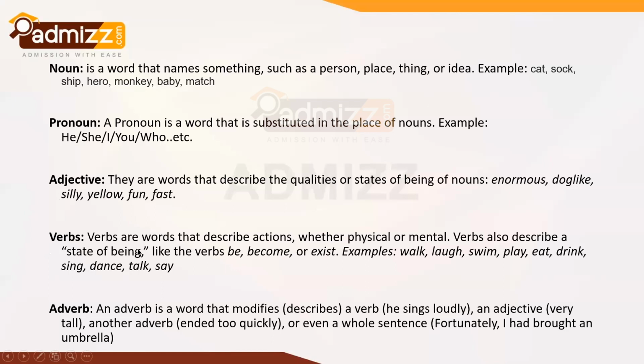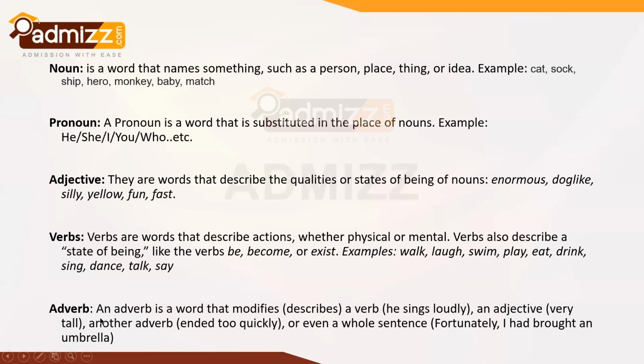Next up, verbs. Now, verbs are words that describe actions. They may be physical or mental as well, right? Verbs also describe a state of being, like the verbs be, become, or exist. So verbs are basically used to describe things that we do, which is not encompassed in nouns. So the idea of verbs is to be introduced at this point. For instance, walking, laughing, swimming, playing, eating, drinking, all of these are encompassed under verbs. They are action words per se. They describe a particular action or a thing that you are doing or thinking at times.